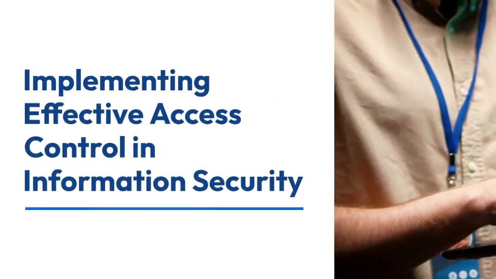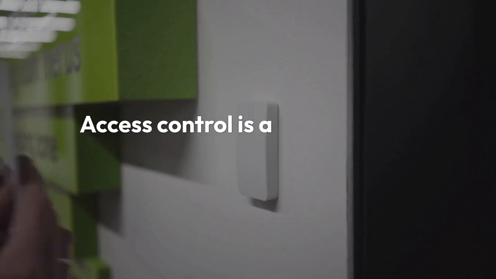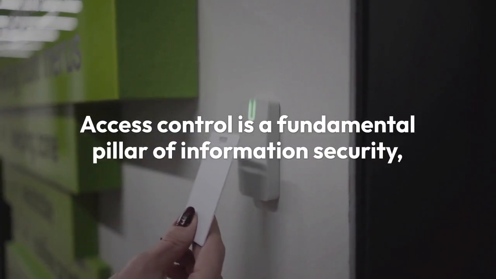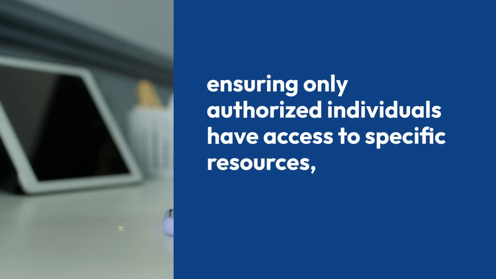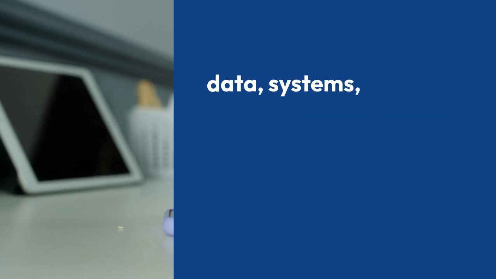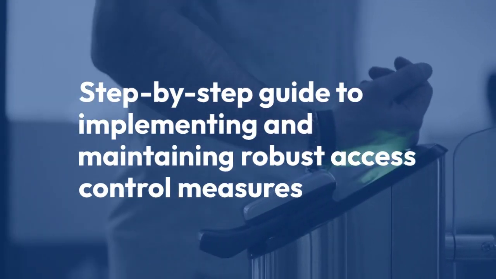Implementing effective access control in information security. Access control is a fundamental pillar of information security, ensuring only authorized individuals have access to specific resources, data, systems, and applications. Here's a step-by-step guide to implementing and maintaining robust access control measures.